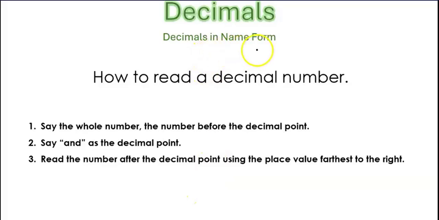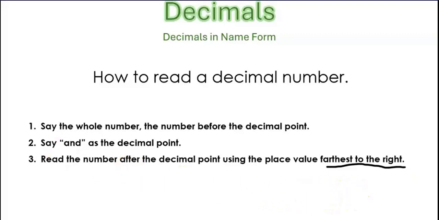Decimals in name form. How to read a decimal. There are 3 steps that will help you remember how to read a decimal. Number 1, you say the whole number, which is the number before the decimal point. You say "and" as the decimal point, and then you read the number after the decimal point using the place value farthest to the left to right, to name that.